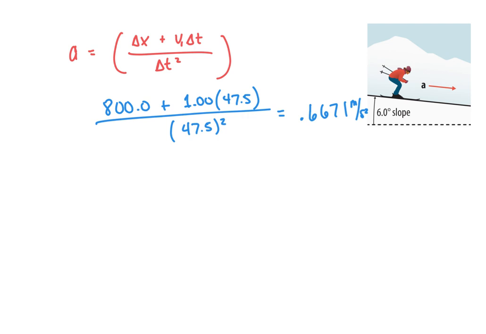When I calculate it, to answer the question, to box it in, we're going to take it to 2 significant digits and we're going to say 0.67, or you can underline that. That would be my acceleration, 0.67, and I'm going to go ahead and write my units for my acceleration, meters per second squared.